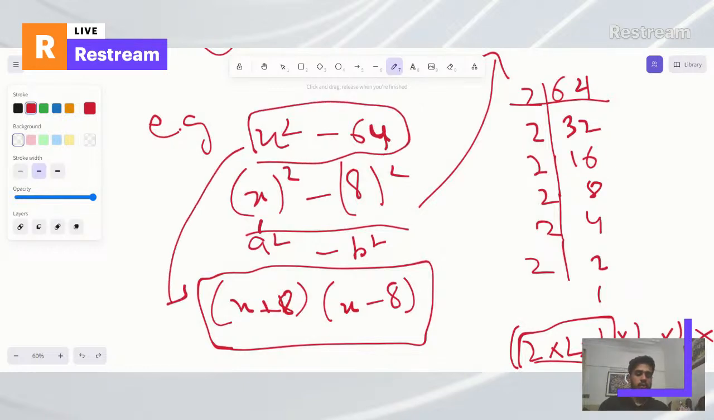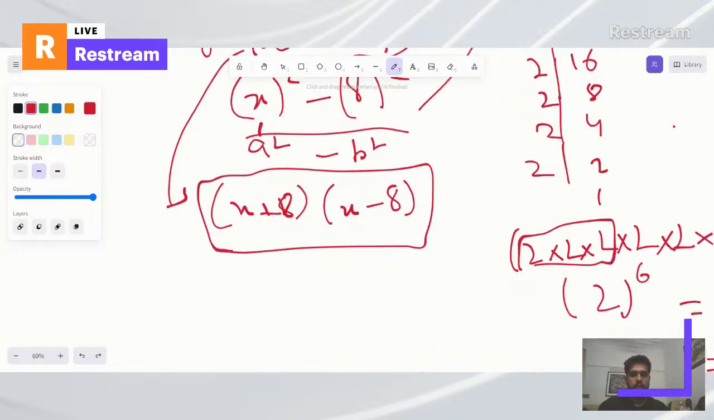Okay, so is there anybody who doesn't understand this?